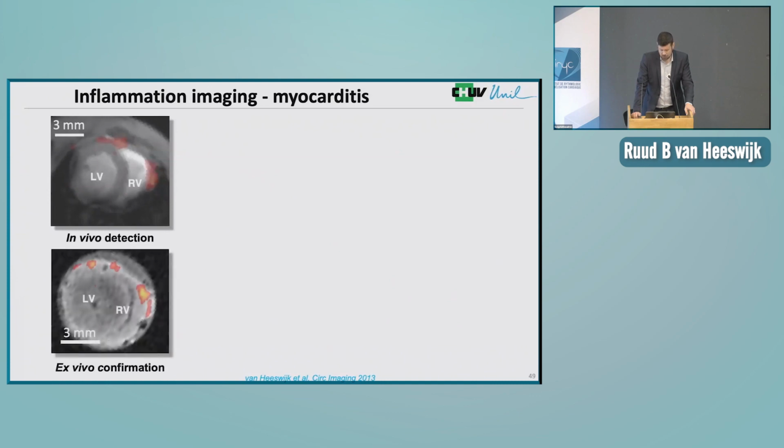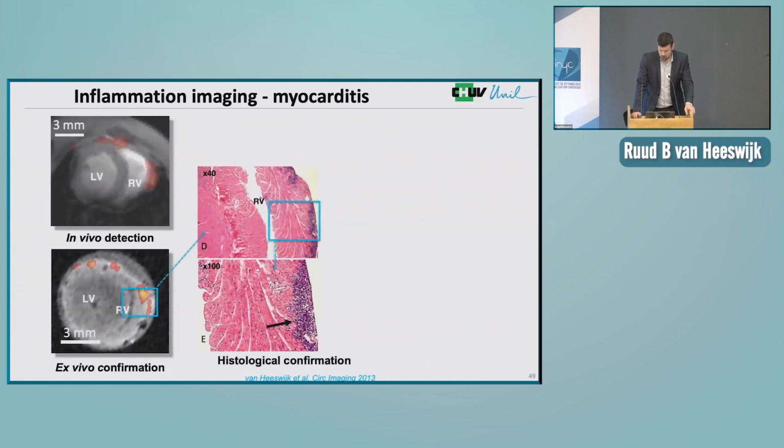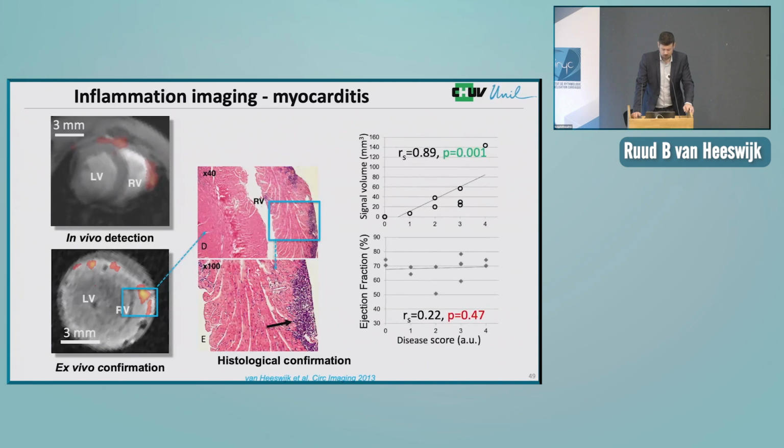We also confirmed this ex vivo. Then the histology, as you can see here, shows infiltration in only a small part of the right ventricular wall, but that still showed up nicely in the images. The other thing that's very interesting is that even with this disease model, which is a very light myocarditis model, you don't get changes in the ejection fraction yet, so no visible disease yet, as you see in the bottom right, but already the disease degree nicely correlated with the amount of fluorocarbon that we had present.